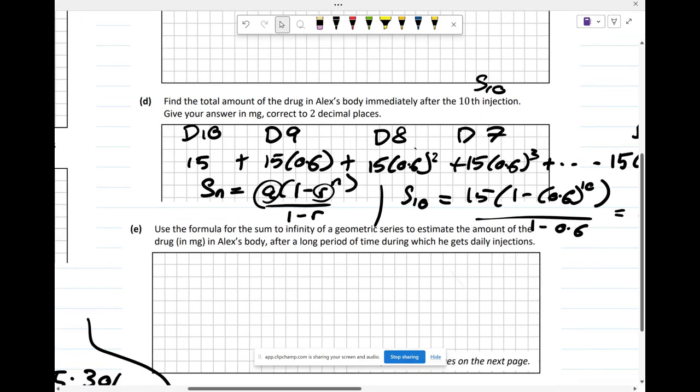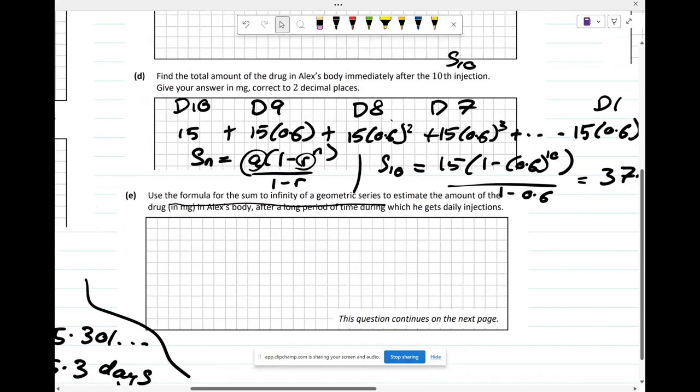Perfect. Okay. So now we want to use the formula for the sum to infinity. Don't get caught up in the language. Don't worry about all this. Just think about after a long period of time during which he gets daily injections. So on his first day, it's the same as all this. So we can repeat what we were doing up here.